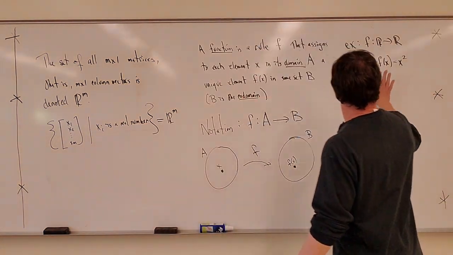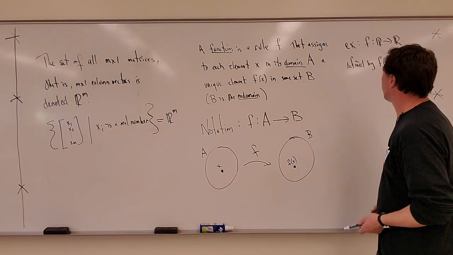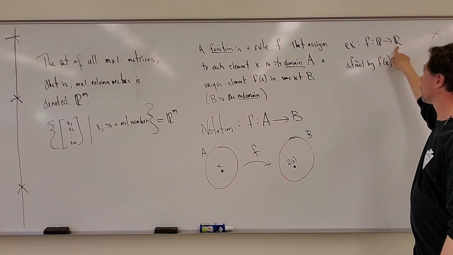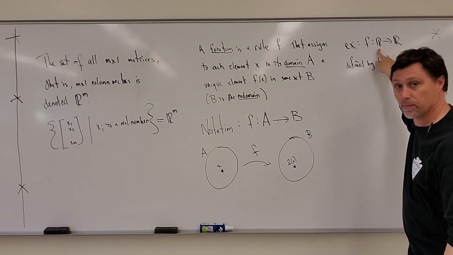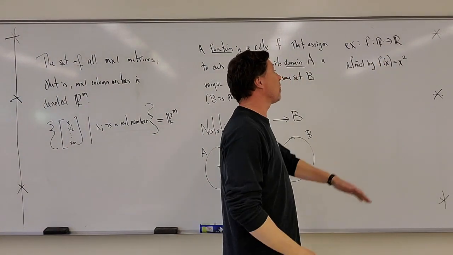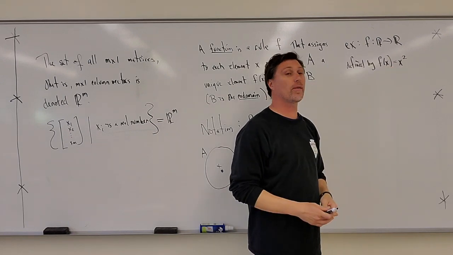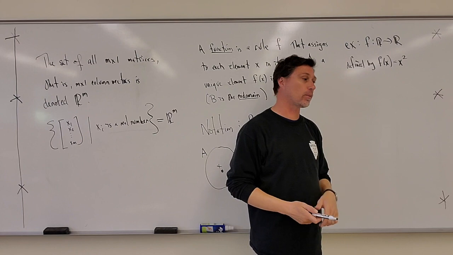So what do we have? f of x equals x squared. Here's an example of a function. The inputs come from the real numbers. The outputs are also real numbers. So in this case, our domain is R. Our codomain is R. The formula that tells us who the outputs are is right there. f of x, the output, is given by the formula x squared.